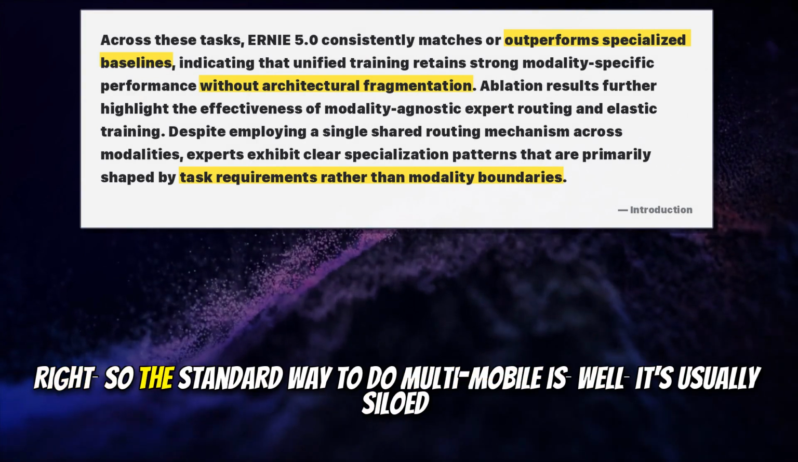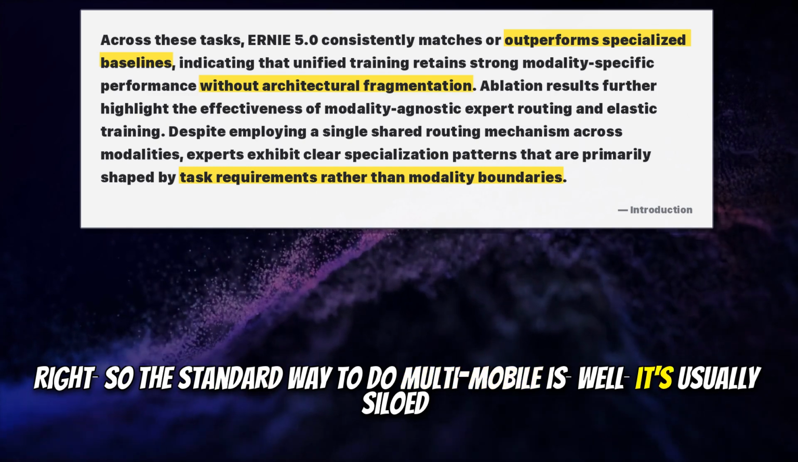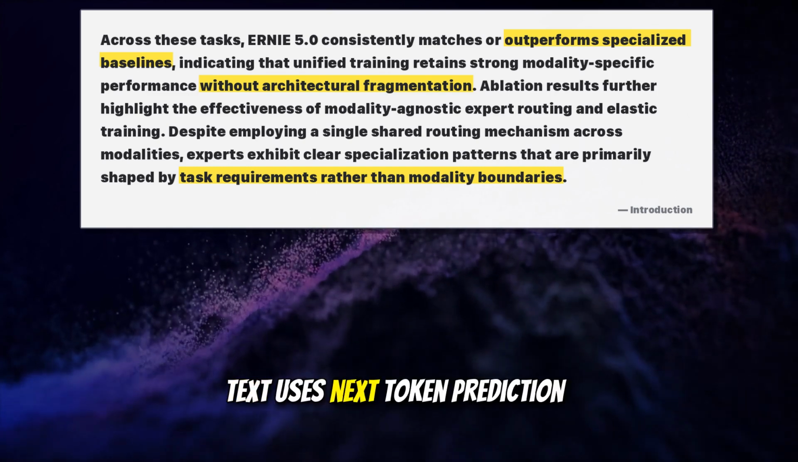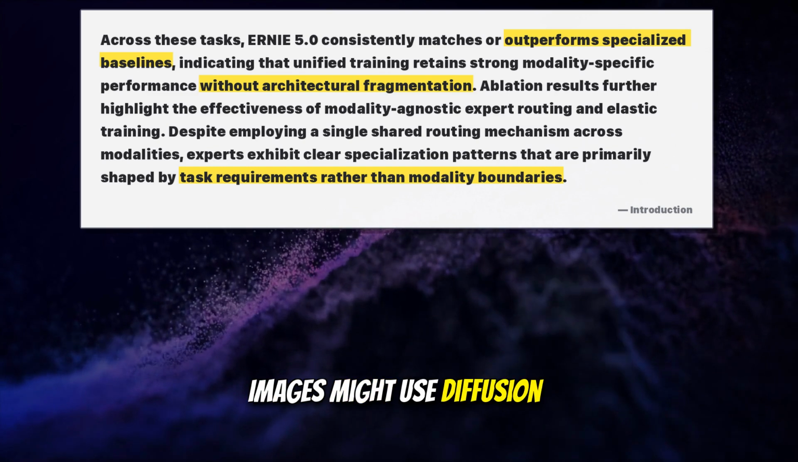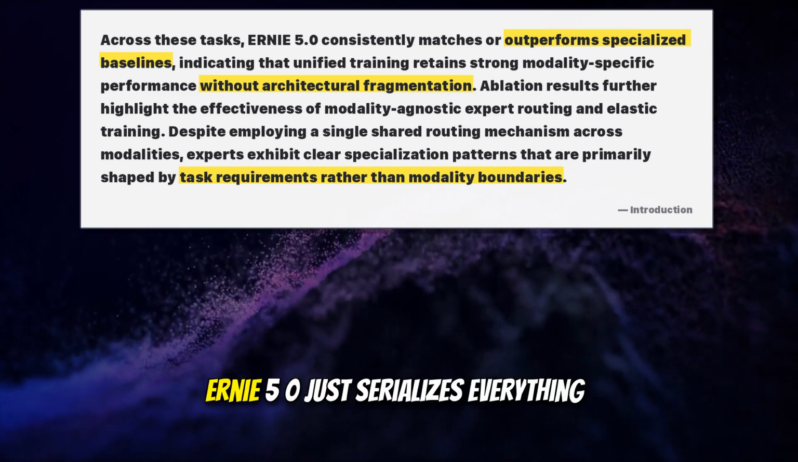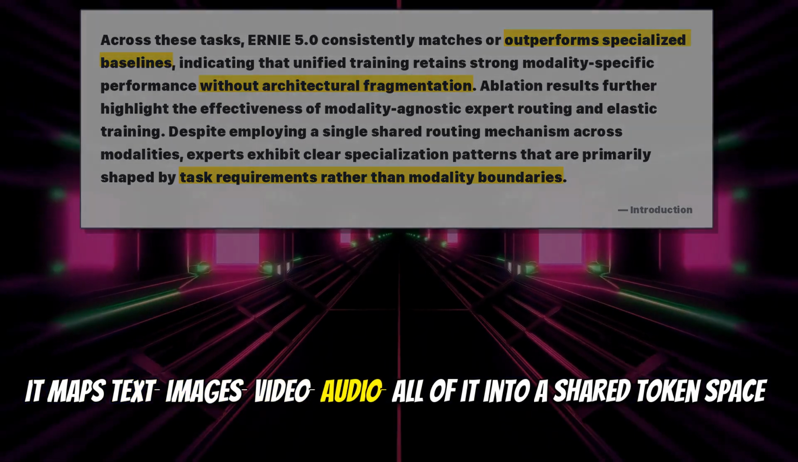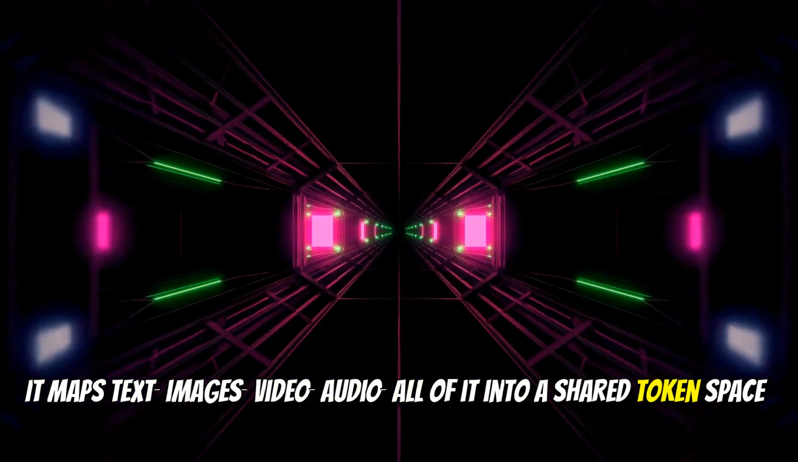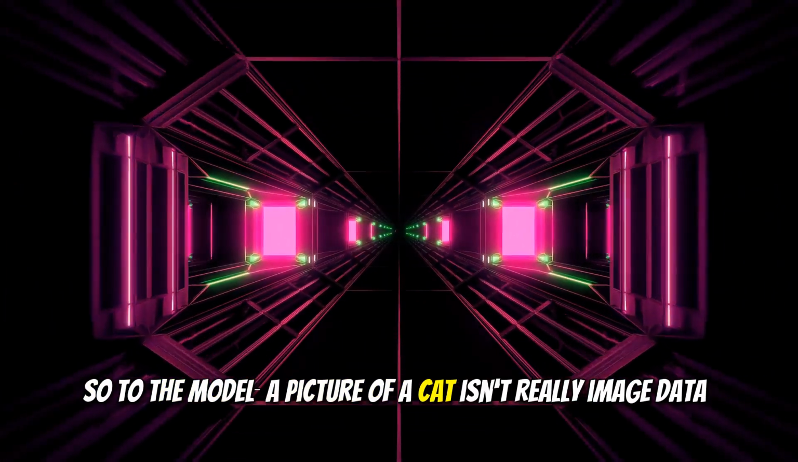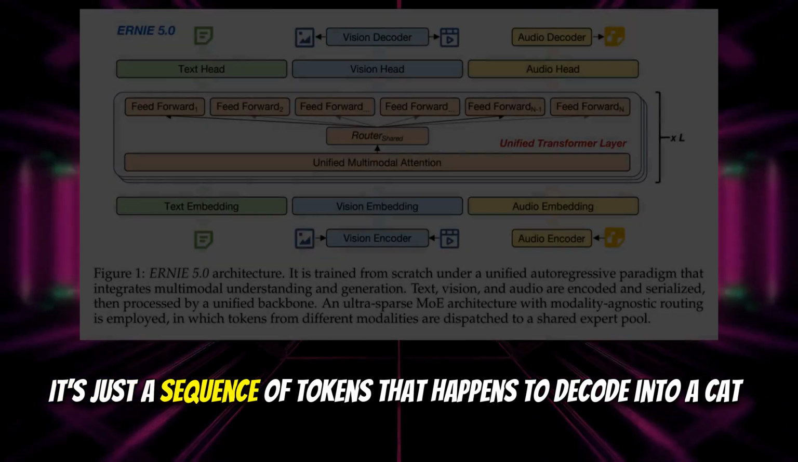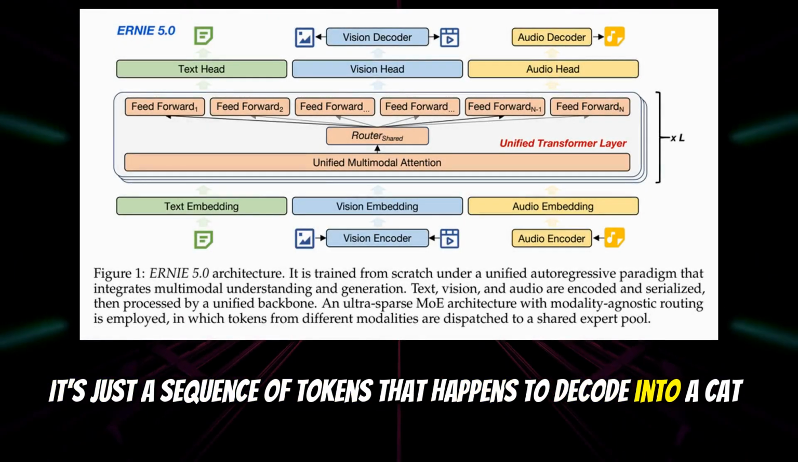Right. So the standard way to do multimodal is, it's usually siloed. Text uses next token prediction. Images might use diffusion. Audio has its own thing. ERNIE 5.0 just serializes everything. It maps text, images, video, audio, all of it into a shared token space. So to the model, a picture of a cat isn't really image data. It's just a sequence of tokens that happens to decode into a cat.